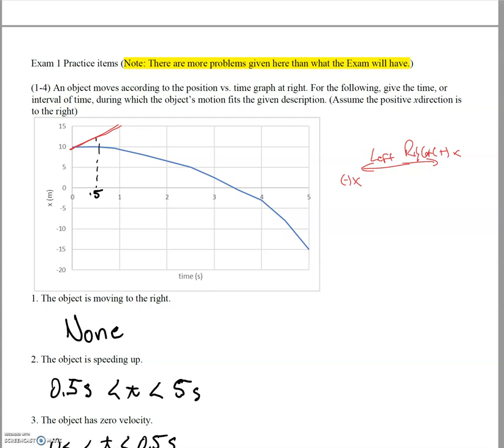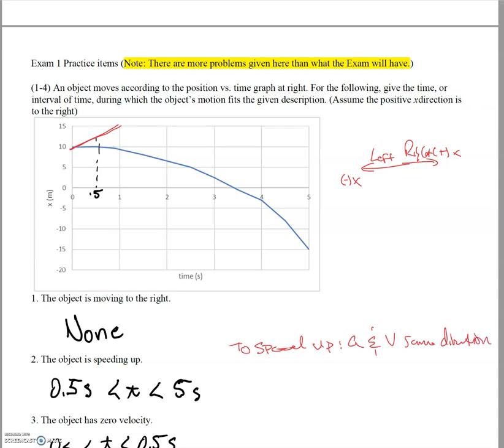For 2, the object is speeding up. Well, what does that mean? So that means we need to determine what the velocity is. And then, to be speeding up, we would need to have the acceleration in the same direction as velocity. So to speed up, remember, a and v need to be in the same direction.